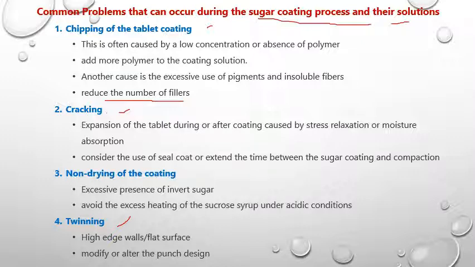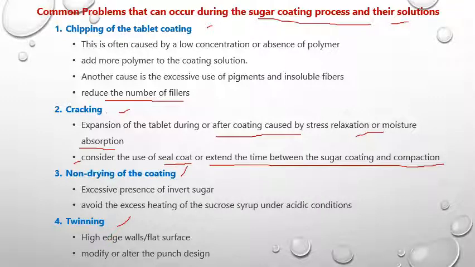Now the cracking. Expansion of the tablet during or after the coating caused by stress relaxation or moisture absorption. Now for the remedies, consider the use of a seal coat or extend the time between the sugar coat and compaction. Third is non-drying of a coating, caused by excessive presence of inert sugar. For the remedies, avoid the excess heating of the sucrose syrup under acidic conditions. Twinning, caused by a high edge wall and flat surface. For the remedies, modify or alter the punch design.